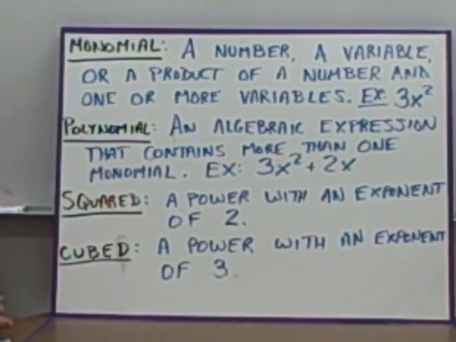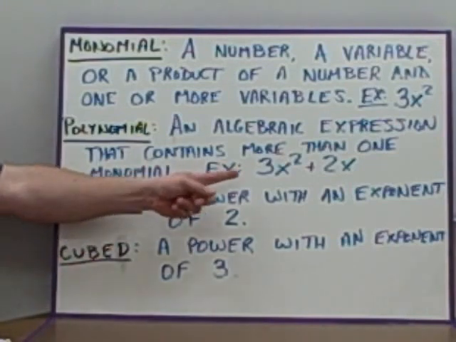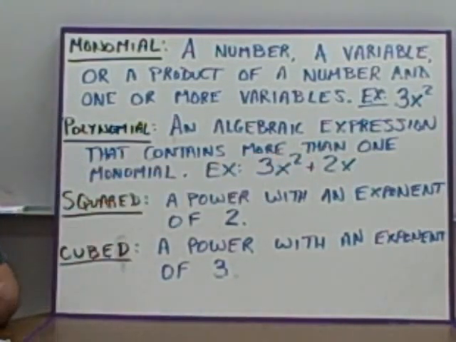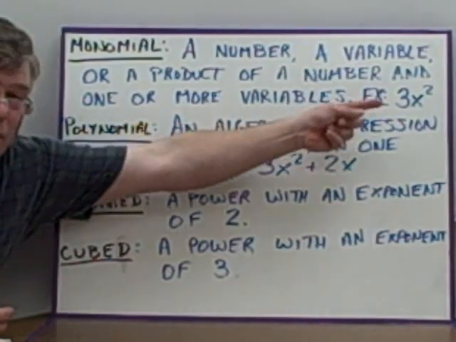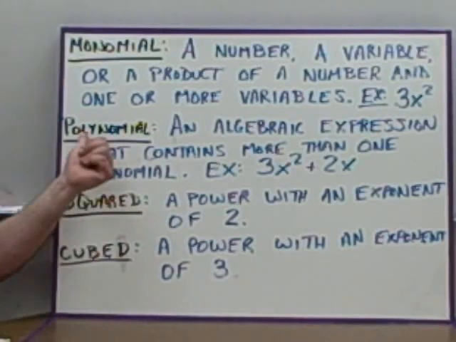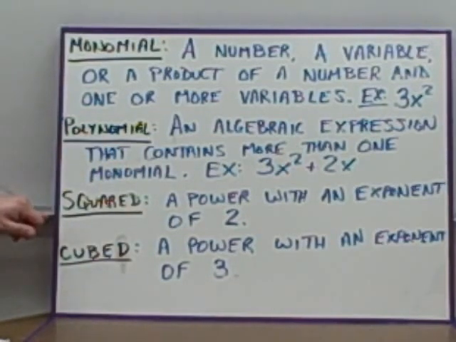Polynomial is an algebraic expression that contains more than one monomial. Example, 3x squared plus 2x. Notice how we have an addition in the middle here. Once you start adding or subtracting monomial expressions together, you get polynomials.